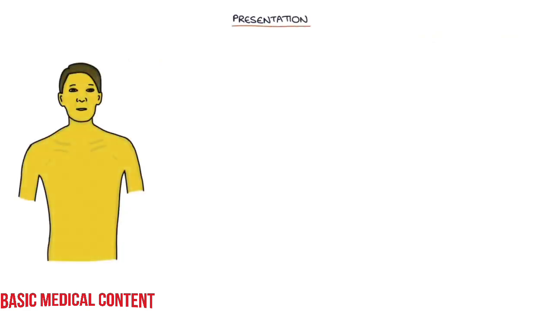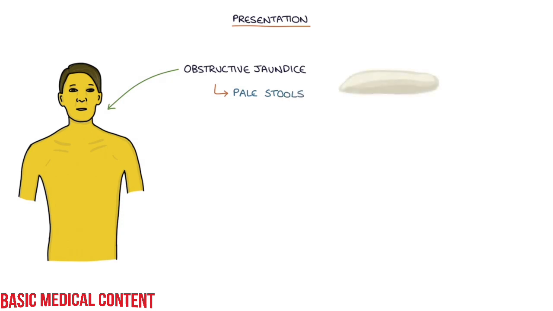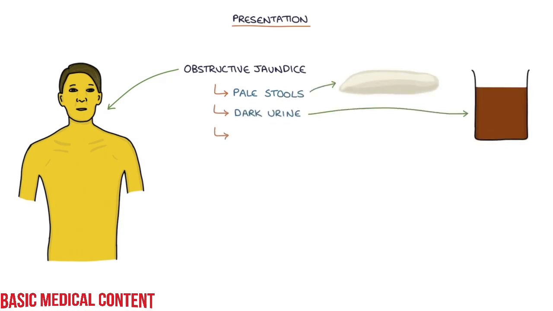Let's talk about the presentation. Obstructive jaundice is the key presenting feature to remember. Obstructive jaundice is associated with pale stools, dark urine, and generalized itching.